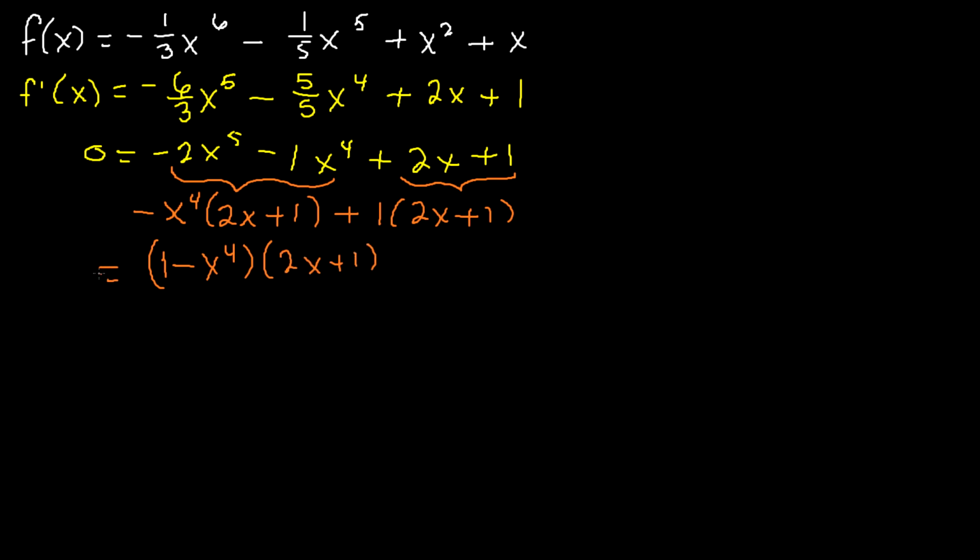Now remember that all of this is equal to 0, which means that either this is going to have to be equal to 0 or this is going to have to be equal to 0. Well, as we can see here, this is actually a difference of squares, which means that this factors even further. So this is going to factor into 1 minus x squared times 1 plus x squared times 2x plus 1. And now if all of this is equal to 0, that means that each individual one of them would have to be equal to 0. So we set them up.